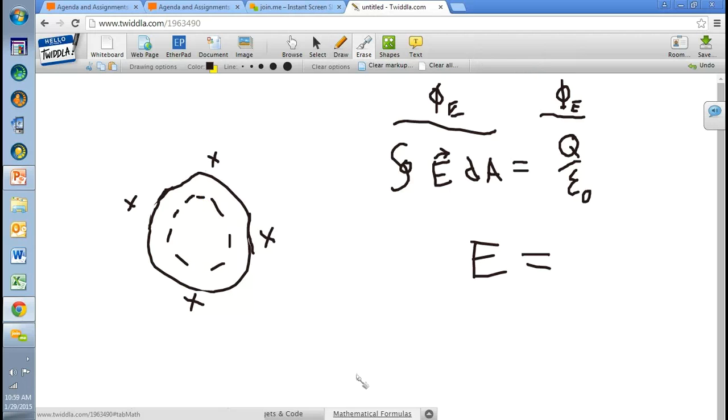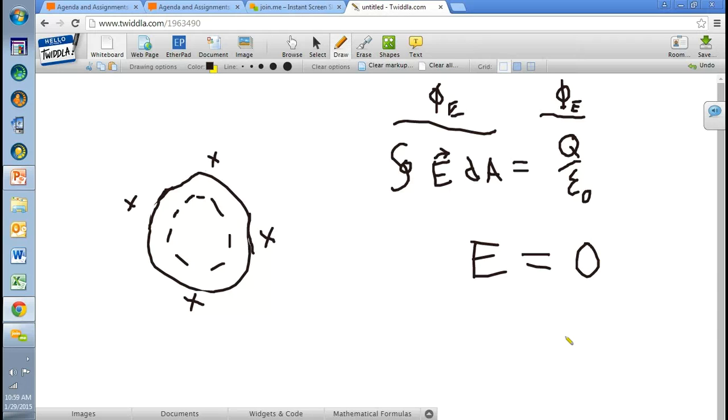How much charge is enclosed in my Gaussian pillbox? How much net charge? Maybe I should do it that way. How much net charge is enclosed? Nada. That's right. 0 again, right? So therefore, the E field inside of a solid hunk of metal is 0.